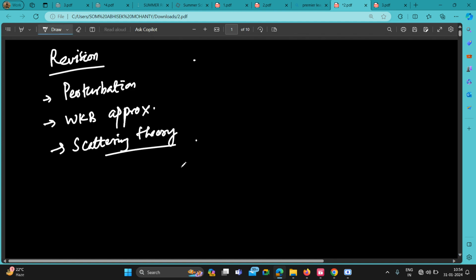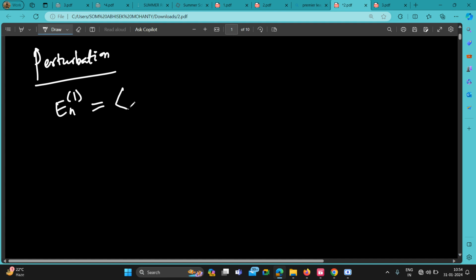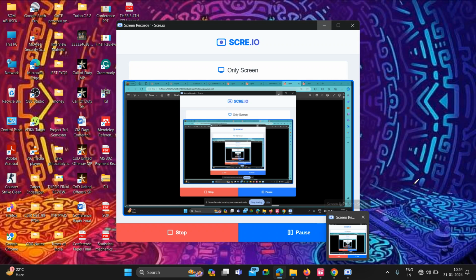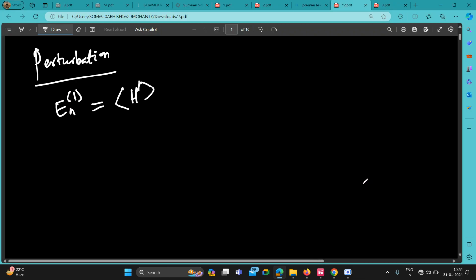So we will start with perturbation. How will the question be? The question will ask for first order perturbation of the ground state or first excited, second excited, anything. What do you have to do? We have to find the expectation value of the perturbation that is given. If we can find the expectation value of the perturbation, then we can solve the question.